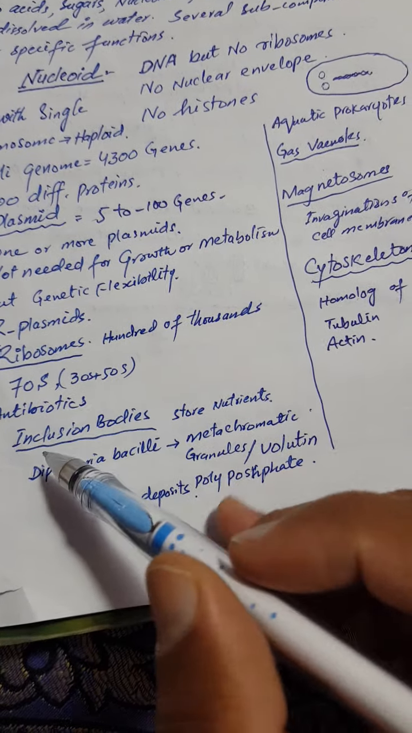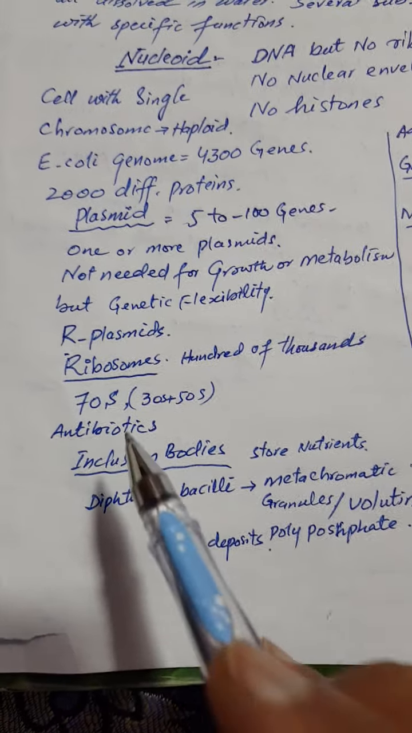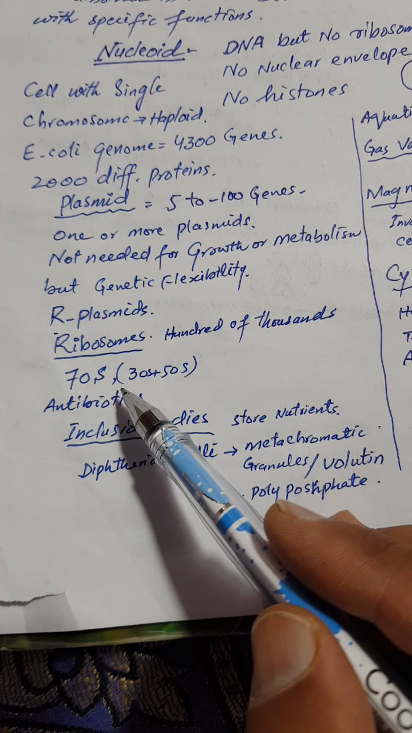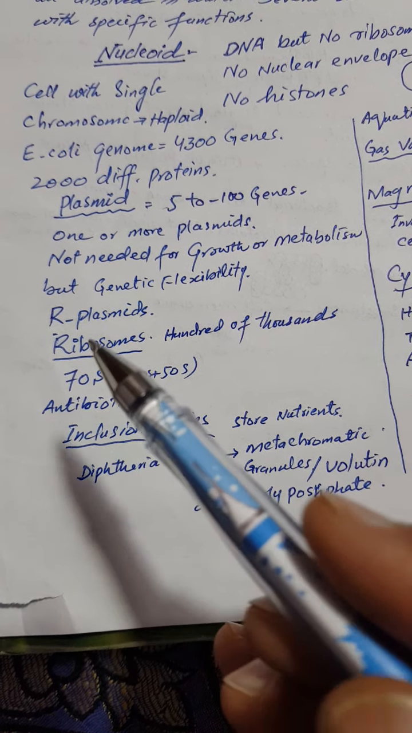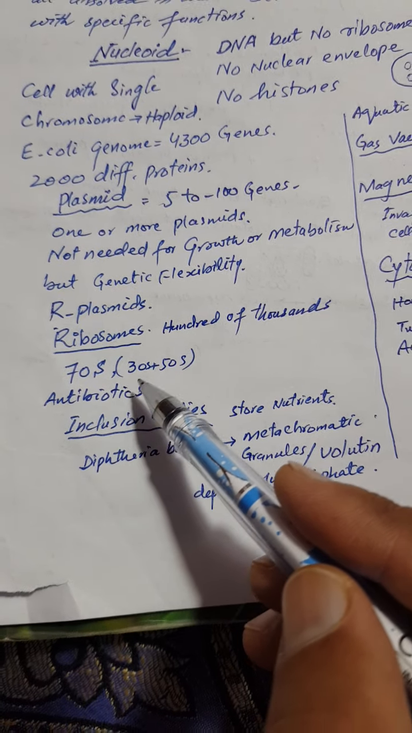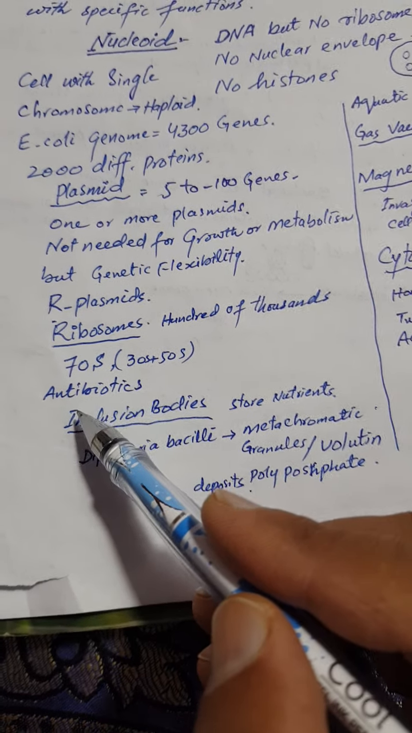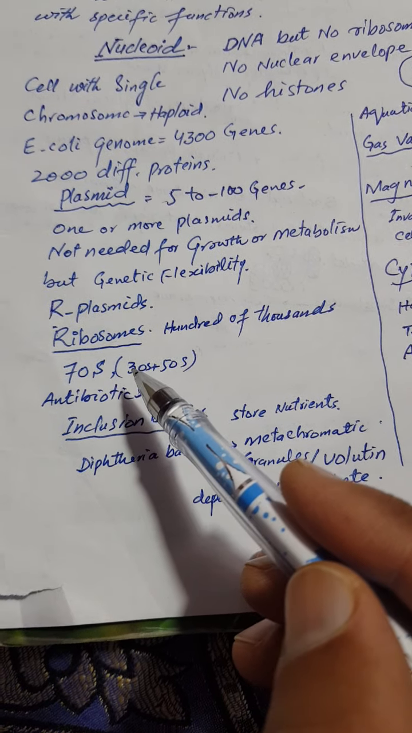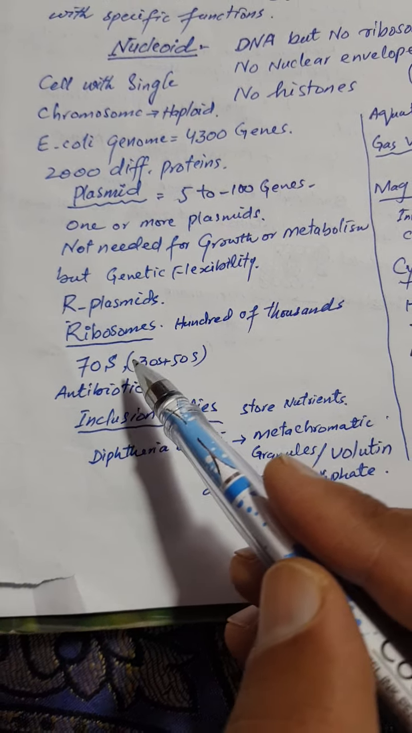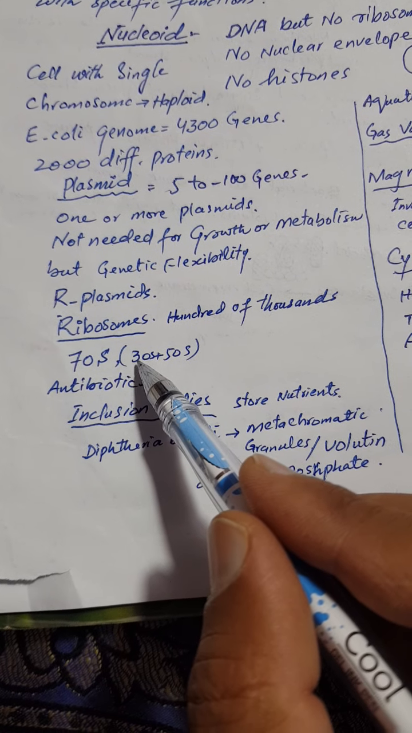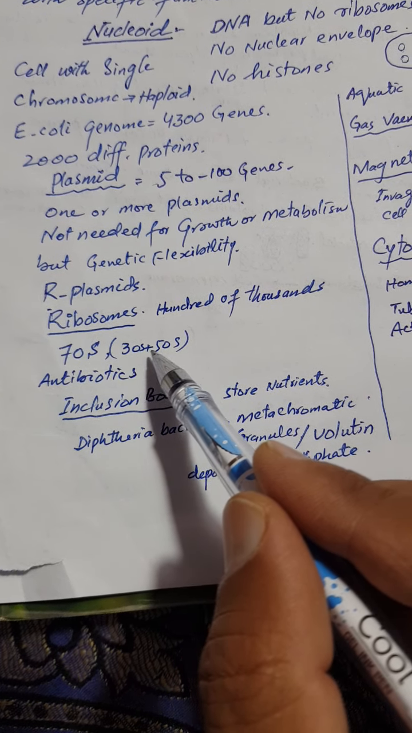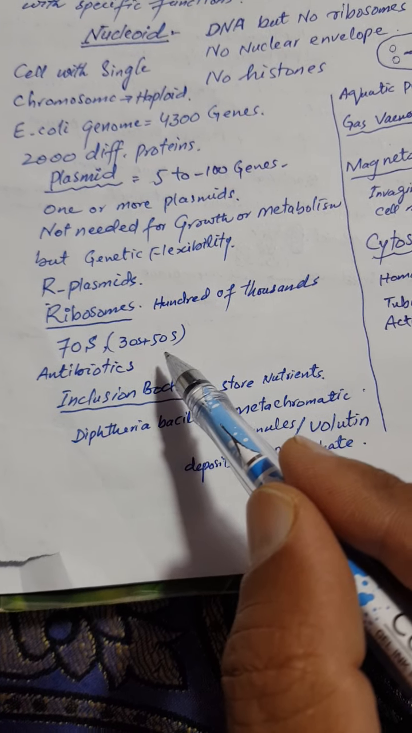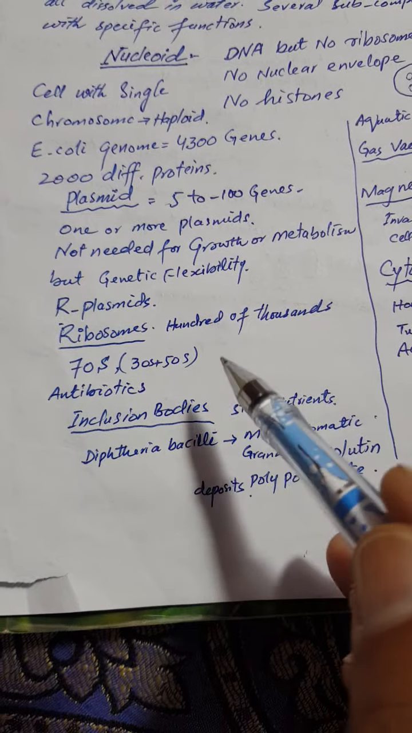Then are the ribosomes. Inside the bacterial cell, there are hundreds and thousands of ribosomes, and their abundance in the cytoplasm actually makes the cytoplasm a granular structure. And they are 70 S ribosomes. In eukaryotic cells there are 80 S ribosomes. Here their smaller subunit is 30 S and larger subunit is 50 S. S stands for Svedberg unit. It is the unit for centrifugation.